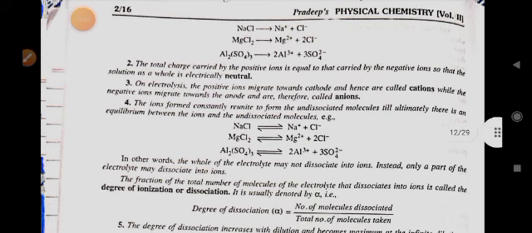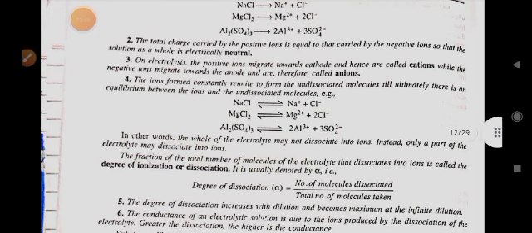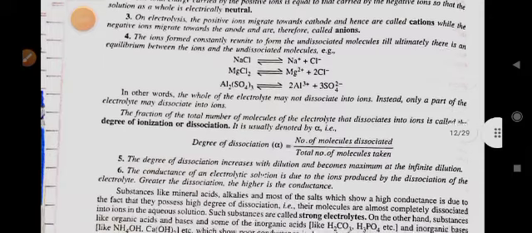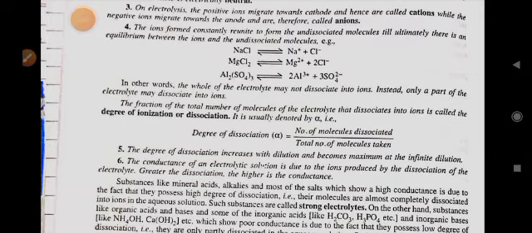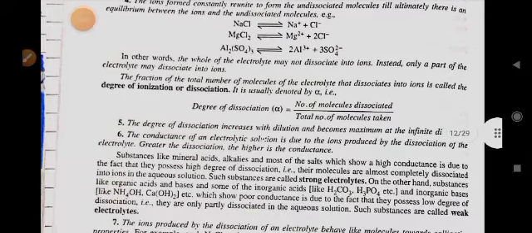On electrolysis, the positive ions migrate towards the cathode and hence are called cations, while the negative ions migrate towards the anode and are therefore called anions. The ions formed constantly reunite to form the undissociated molecules till ultimately there is an equilibrium between the ions and the undissociated molecules. In other words, the whole of the electrolyte may not dissociate into ions. Instead, only a part of the electrolyte may dissociate into ions.